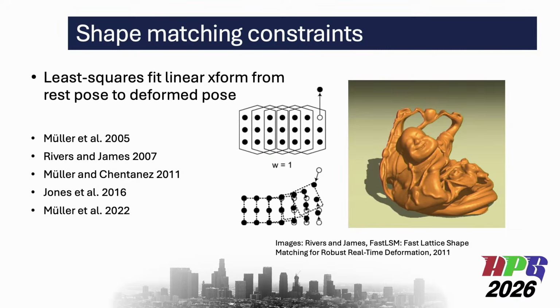Shape matching constraints are a non-physical approach. They find the least squares mapping from the rest pose to the deformed pose of a model. And lattice shape matching, as shown in the image, uses a system of overlapping shape constraints to find a locally linear transformation that represents deformation.